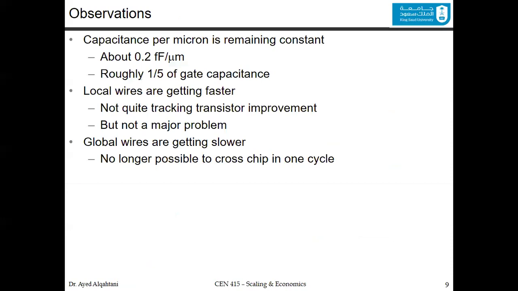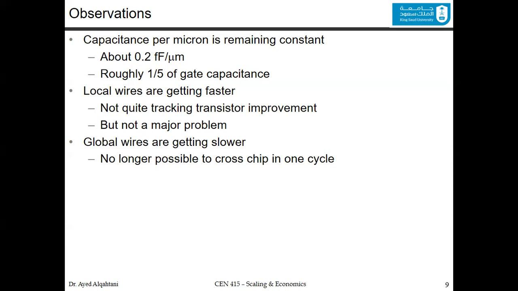The main observation here is that the capacitance per micron is remaining constant, about 0.2 femtofarad per micrometer. That's actually the assumption we made when we talked about the interconnect. It's roughly a fifth of the gate capacitance if the gate capacitance is 1 femtofarad per micrometer. The local wires are getting faster, not quite tracking transistor improvements, but it's not a major problem. And that's actually good news. The global wires are getting slower, and that's the bad news here. It is no longer possible to cross the chip in one cycle. You need more than one.